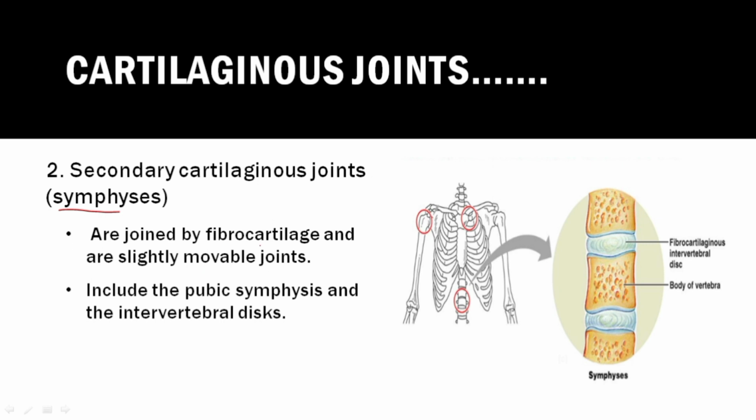If you want to know the difference between the two, you can go and watch our lectures on cartilages, where we talked about the different types and classification of cartilages. So secondary cartilaginous joints include the pubic symphysis and the intervertebral discs. So this is where these joints can be found.